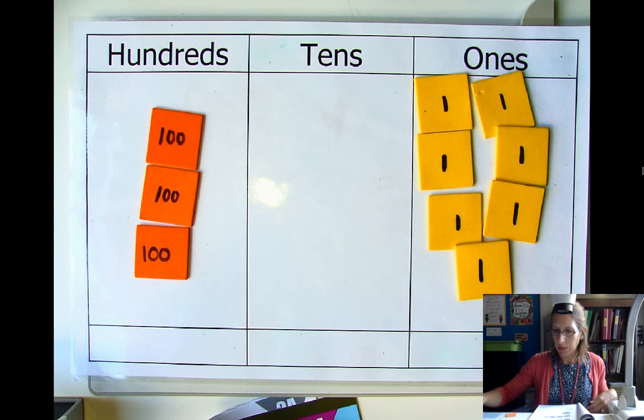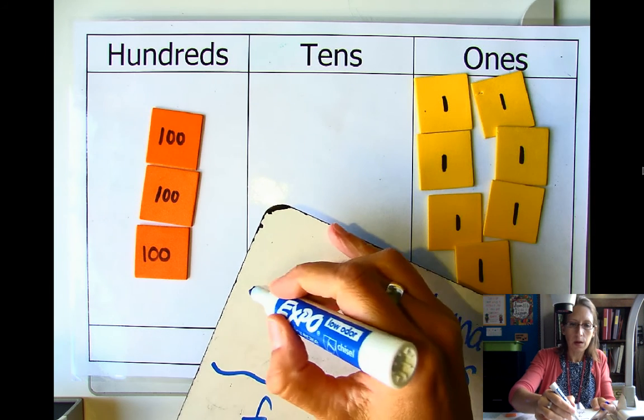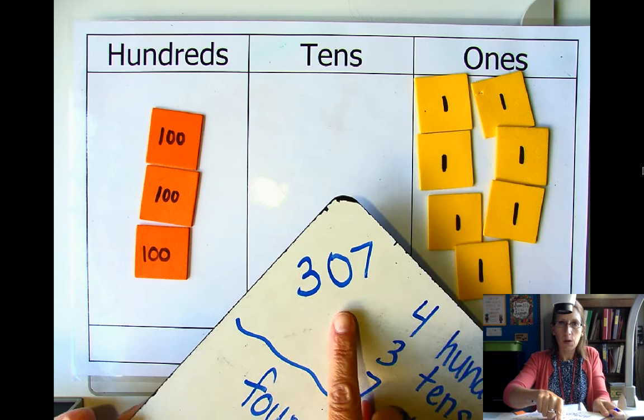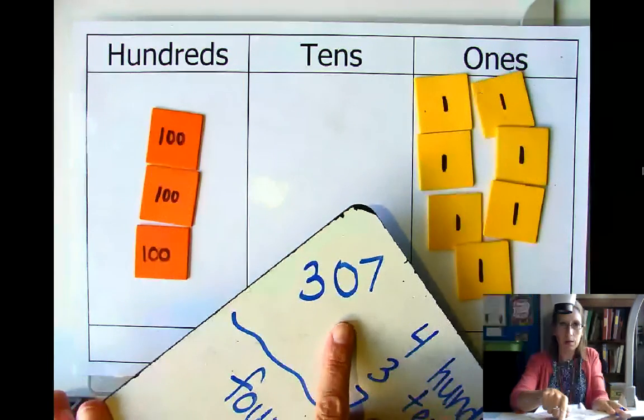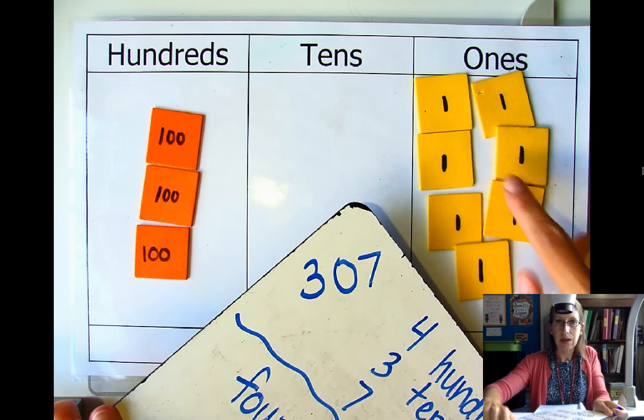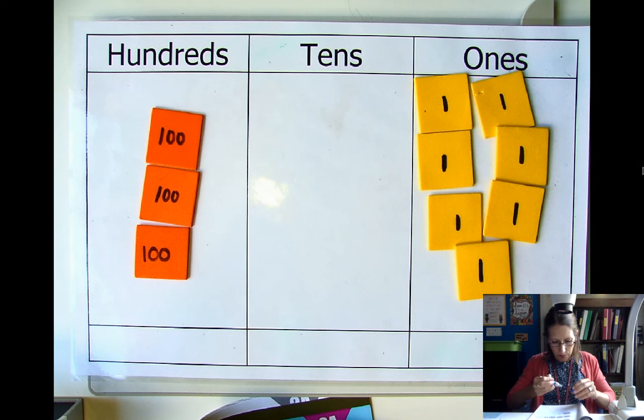So this number would be 307, right? So this would not be 370. That would be different. This one is 307. All right, so be careful. They're going to try to trick us there.